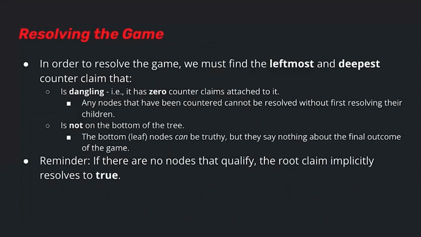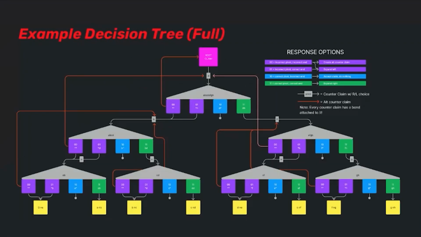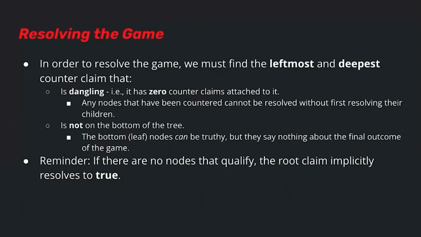So we also don't want a node that was on the bottom of the tree. If we go back to the previous slide, we actually don't want to consider any of these execution steps. They can be truthy, but the problem is that they don't actually say anything about the final result of the game. And I think that we are lagging. All right, awesome. And remember, if there are no nodes that qualify under these 2 rules, the root claim just implicitly resolves to true.